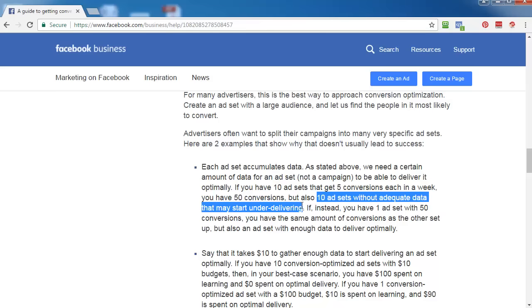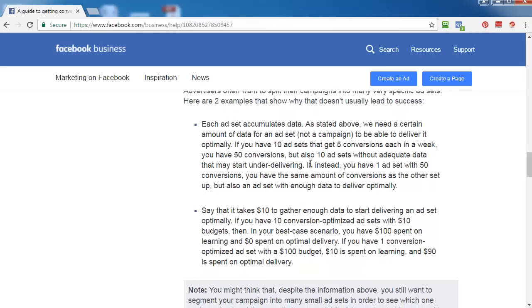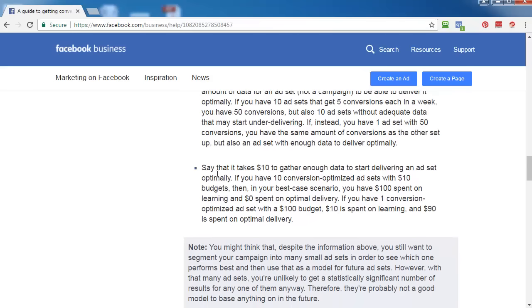So have you ever had them take off, get some sales right away, and then die? Well, they're telling you why. You're not getting the data. So they say if instead you have one ad set with 50 conversions, you have the same amount of conversions as the other ad sets, but also an ad set with enough data to deliver optimally. Okay, this is the point where I think everybody gets stuck. This is the golden nugget here.